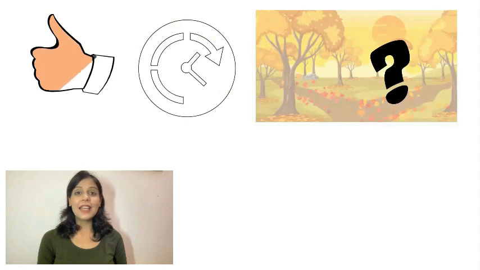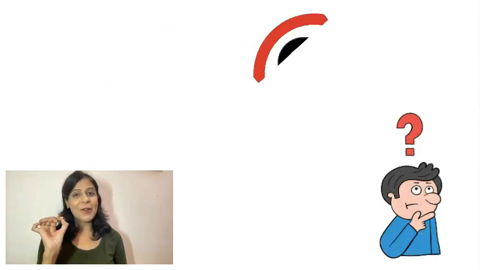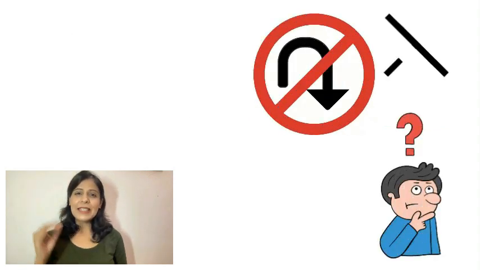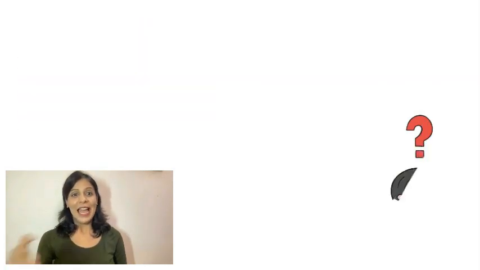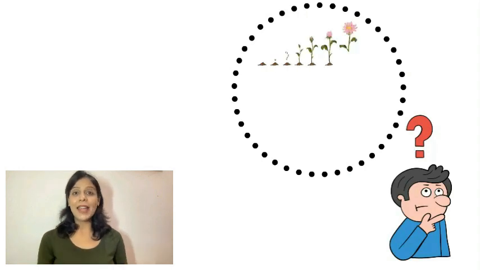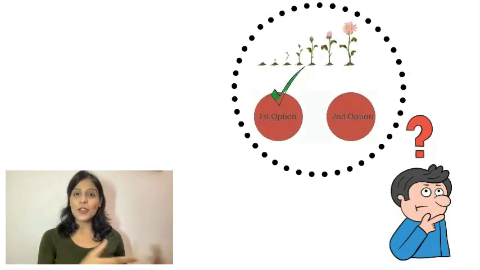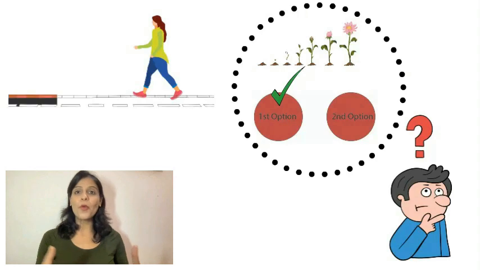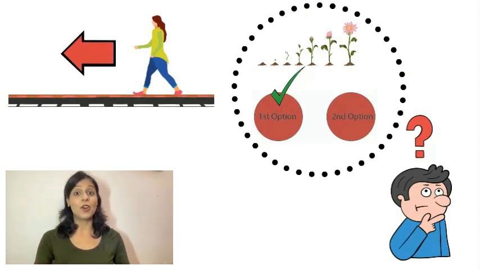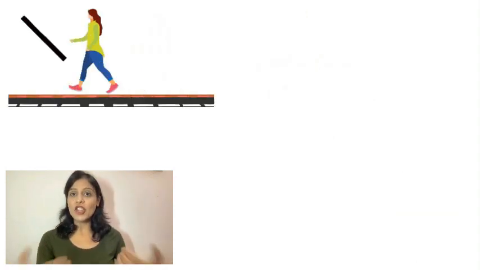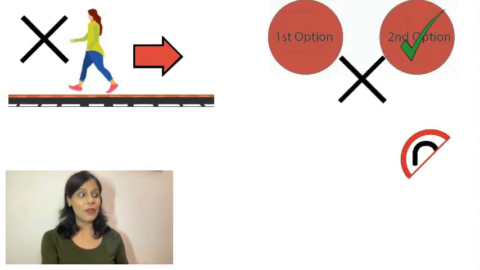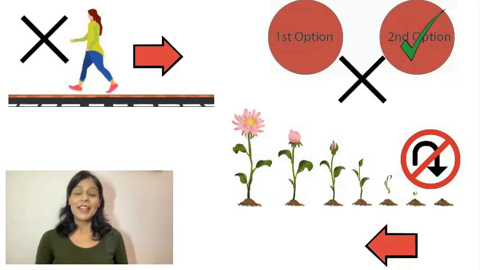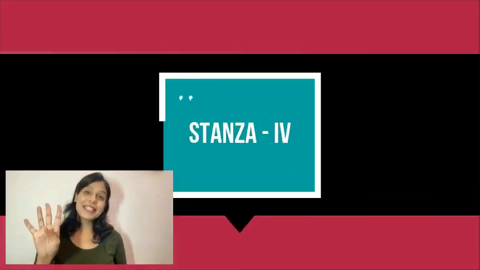However, the poet knew that there was little chance of his coming back, since every road leads to a new road. And the same way, in our lives, if we choose an option, we must keep on moving ahead with that option, as we never get a chance to come back and then take the other option that we had left earlier. Now let's move on to the fourth stanza.